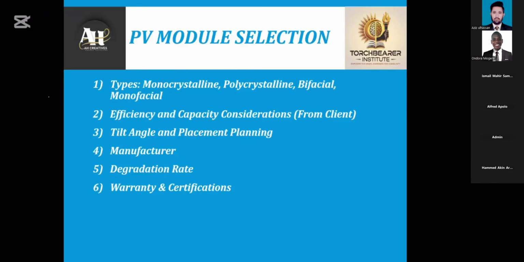So I think we have talked about the tilt angle. Also the efficiency and the capacity consideration from the client about the size of the roof and the ground and all that. Also the manufacturer. When you talk about Huawei, and those types of manufacturers that we have, maybe Jinko, JA, or Canadian, it's very important to consider these during sizing and designing of a solar system. Also the degradation rate, the warranty, and the certifications of your components.